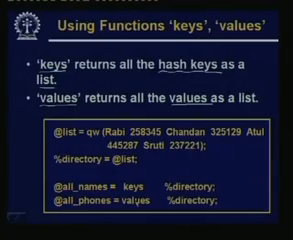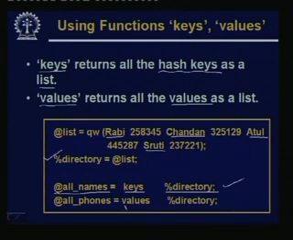An example illustrates the usage. The same array I have taken as an example. In this line, we have used the function keys. Keys is applied to the hash array directory. Keys directory actually will give you a list which will consist of Ravi, Chandan, Atul and Shruti. So, this 4 element list will be assigned to an array all names.